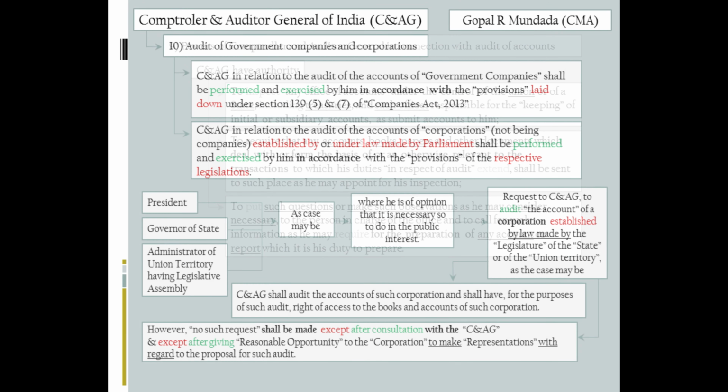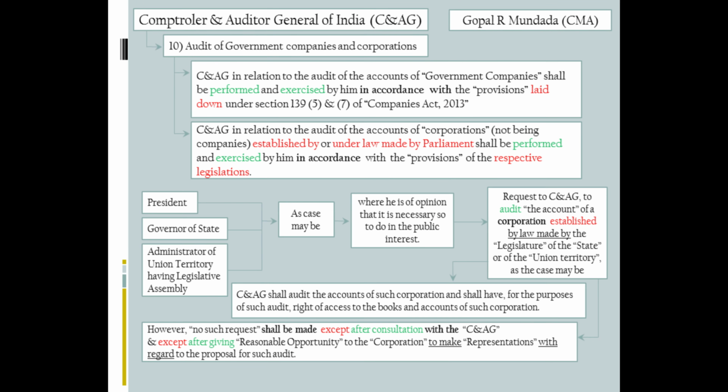Next is audit of government companies and corporations. The C&AG's duties in relation to the audit of the accounts of a government company shall be performed and exercised by him in accordance with the provisions laid down under Section 139, subsection 5 and subsection 7 of the Companies Act 2013. The C&AG's duties in relation to the audit of the accounts of a corporation, not being a company, established under a law made by the parliament, shall be performed and exercised by him in accordance with the provisions of the respective legislation.